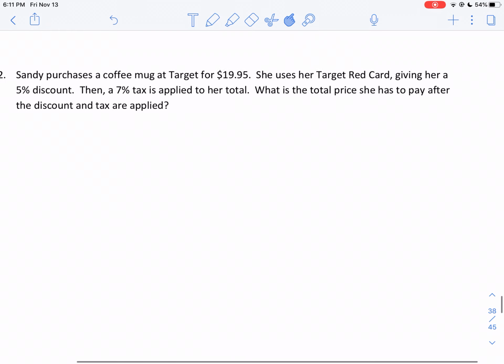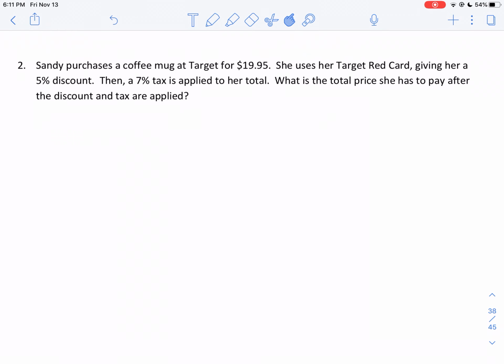All right, Sandy purchased a coffee mug at Target for $19.95. She uses her Target Red card, giving her a 5% discount. Then, a 7% tax is applied to her total. What is the total price she has to pay after the discount and tax are applied?